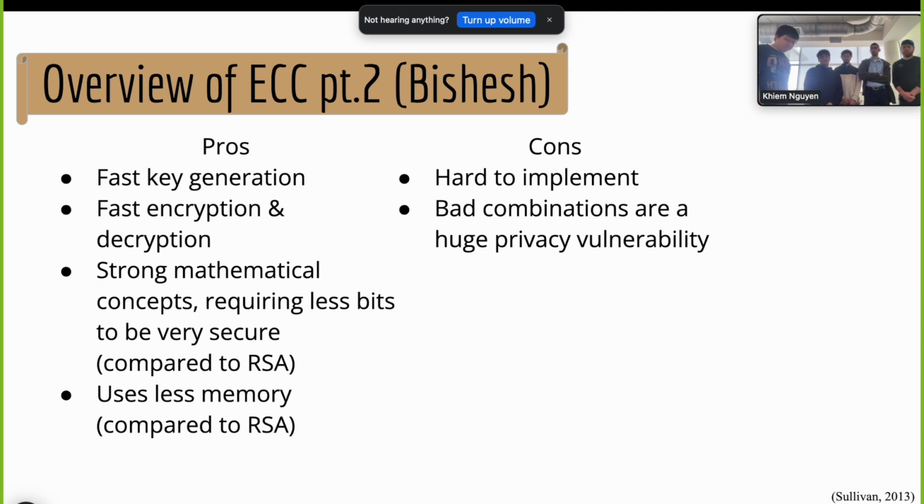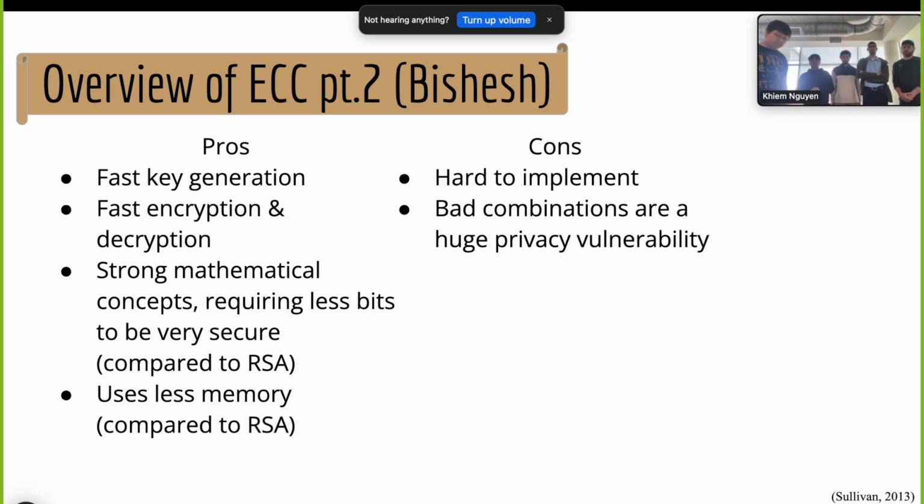So now let's talk about a bit of the pros and the cons. Some pros include the fact that it has fast key generation compared to older standards. It also has fast encryption and decryption. It has a strong mathematical concept requiring fewer bits to be very secure compared to RSA, and we'll talk about the comparison in a later slide. And it does use less memory compared to RSA.